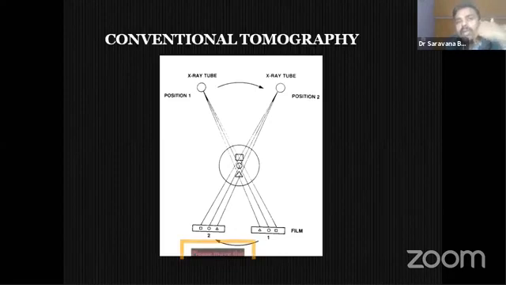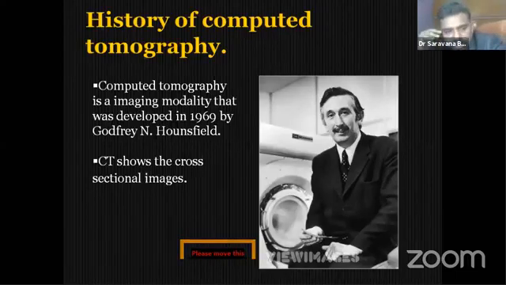What I told you: I don't want to see the bone present in front, and I don't want to see the bone present at the back. I want to see the particular slice alone. Here, conventional tomography, yes, it is a tomography principle, but here also we cannot completely eliminate the unwanted layers. For that, a wonderful technique has been developed, called computer tomography.